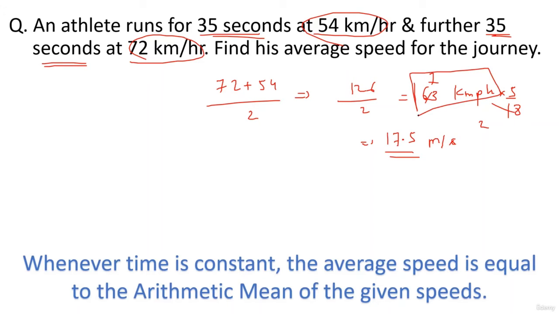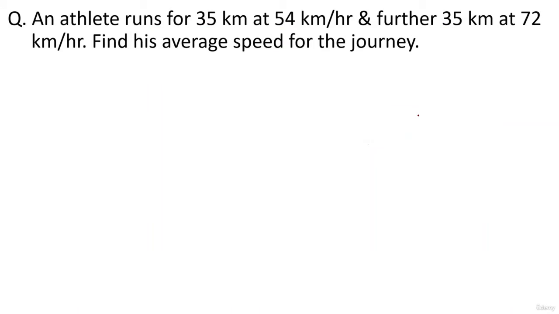So remember, whenever the time for both legs of journeys is the same, the average speed is the arithmetic mean of the given individual speeds. Let's look at one more question. An athlete runs for 35 kilometers at 54 kilometers per hour and further 35 kilometers at 72 kilometers per hour. Find his average speed for the journey.